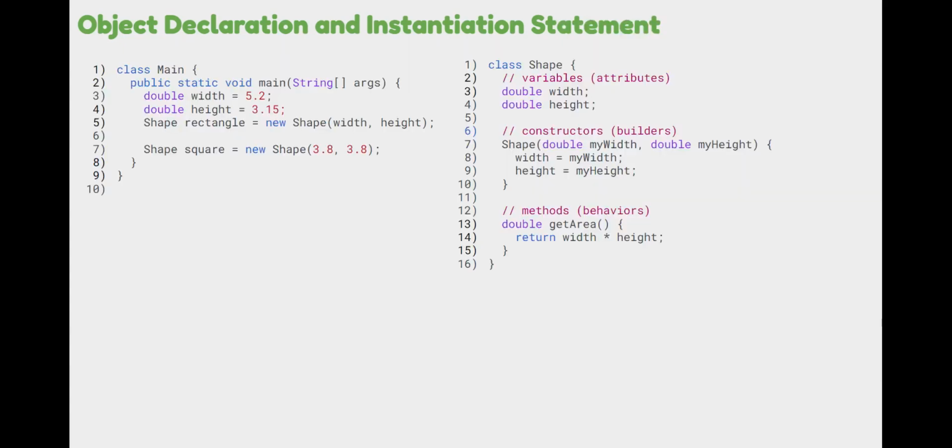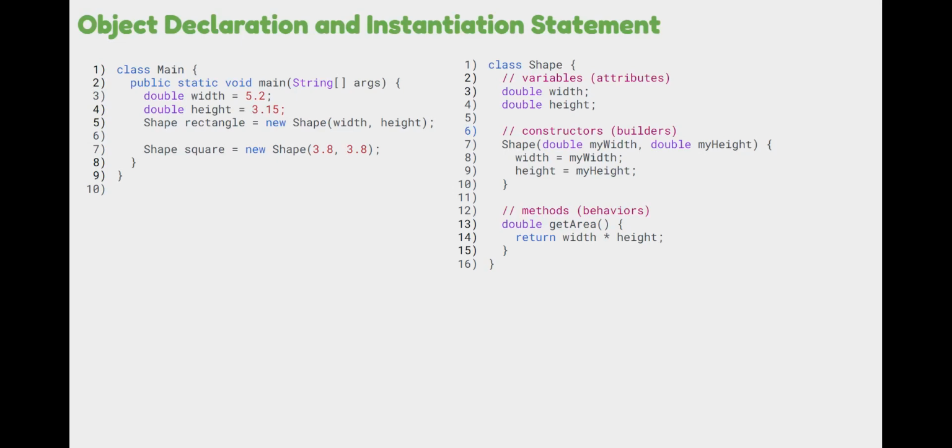So looking at that code example on the left, looking at lines 3 and 4, you can see our regular variable declaration and assignment statements. We are declaring a variable with the name width and we are assigning it the double literal 5.2. And we are declaring a variable named height and we are assigning it the value of 3.15. On line 5, we see our new object declaration and instantiation statement. We are declaring a reference to the class shape, and we are giving it the name rectangle.